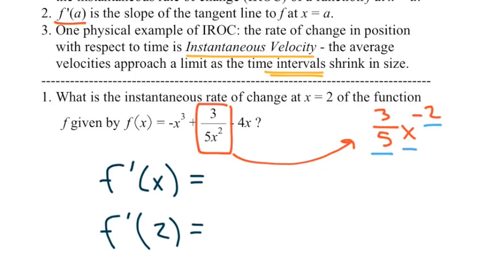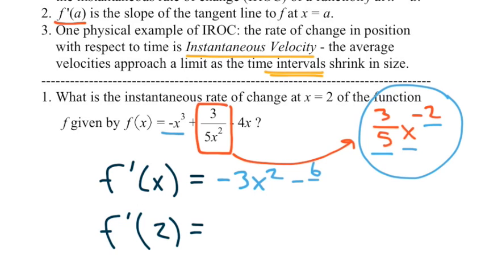So now let's go ahead and write this derivative. If I apply the power rule to the first term, we get negative 3x squared. And then I'm going to apply the power rule to the second term, and we get minus 6/5 x to the negative 3, and then last, that minus 4x just becomes minus 4.